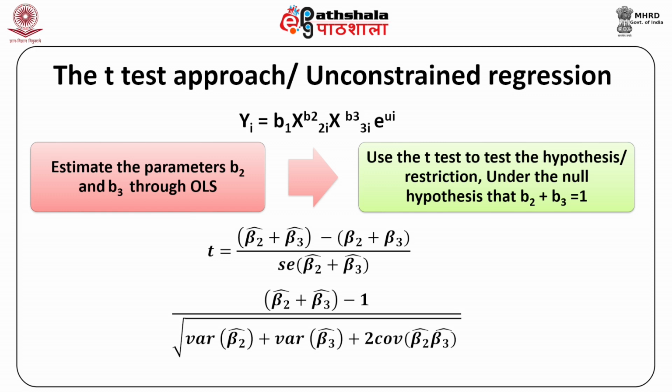Under the null hypothesis that beta 2 plus beta 3 is equal to 1, the t-variate is t is equal to beta hat 2 plus beta hat 3 minus beta 2 plus beta 3, the whole divided by standard error of beta hat 2 plus beta hat 3, which is equal to beta hat 2 plus beta hat 3 minus 1, the whole divided by under root variance beta hat 2 plus variance beta hat 3 plus 2 covariance beta 2 beta 3. If the computed t value exceeds the critical value at chosen level of significance, reject the null hypothesis of constant returns to scale, otherwise do not reject it.